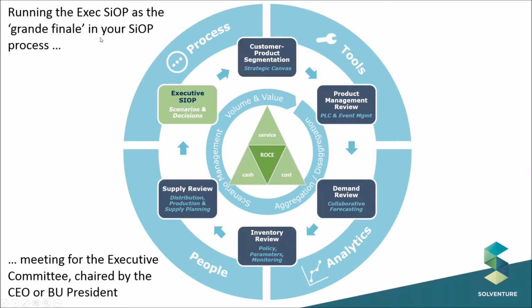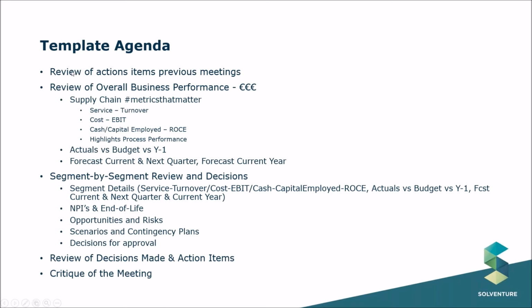So running the Exec S&OP, it has been a quite lengthy introduction. Well, for sure, it's a meeting for the executive committee. It needs to be chaired by the CEO or the business unit president. What's a template agenda? Well, you will end with action items and decisions made. So you will also start with reviewing the action items of the previous meetings. You start with maybe reviewing the overall business performance, then doing a segment by segment review and try to propose and come to decisions.